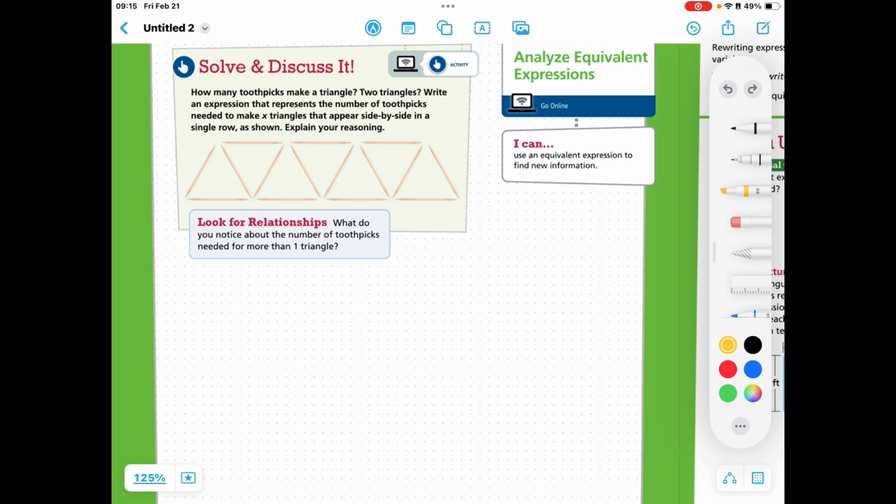So let's just start off with the first triangle here. Now, in order to make this first triangle, we need a total of 3 toothpicks. So I'm going to kind of make this into a little table. For each triangle, I need how many toothpicks? So for one triangle, I needed a total of 3 toothpicks.